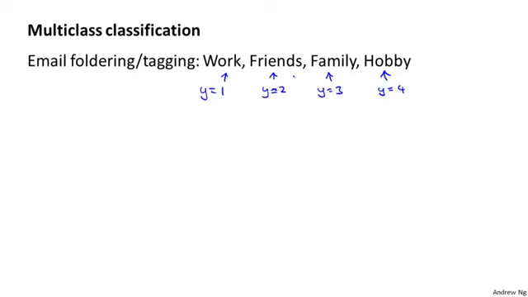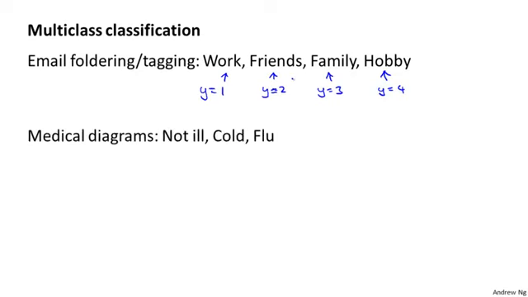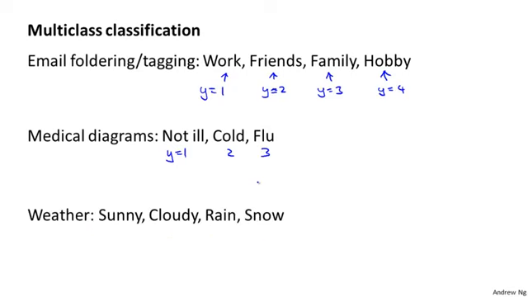And another example, for medical diagnosis, if a patient comes into your office with maybe a stuffy nose, the possible diagnoses could be that they're not ill, maybe that's y equals 1, or they have a cold, 2, or they have a flu. And third and final example, if you are using machine learning to classify the weather, maybe you want to decide if the weather is sunny, cloudy, rainy, or if it's going to be snow.